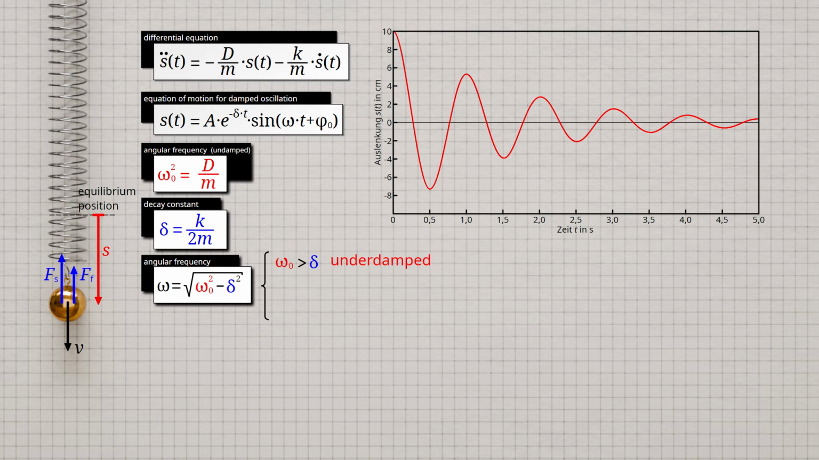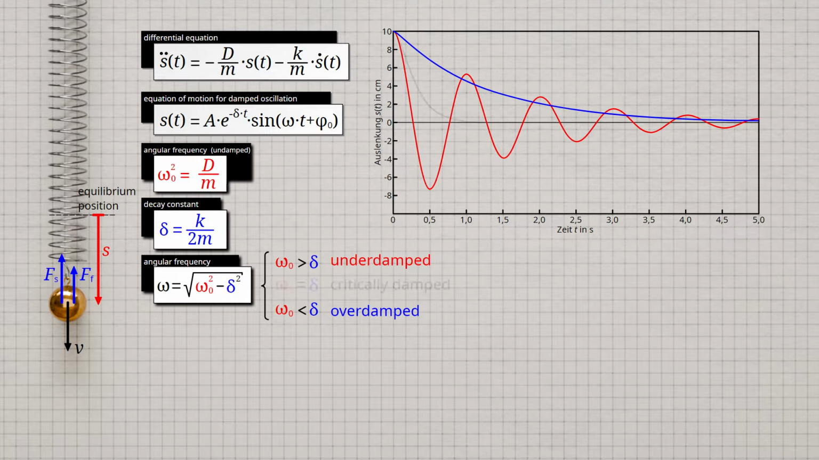In the extreme case, the decay constant delta can even become larger than the angular frequency of the undamped oscillation. The expression under the square root, the so-called discriminant, then becomes negative and no real solution exists. In such cases, the motion is no longer oscillatory but represents overdamped cases, which can no longer be described by the previous equation of motion.